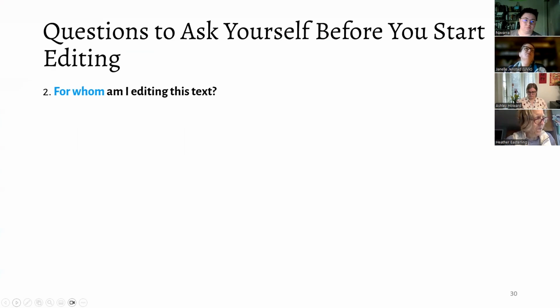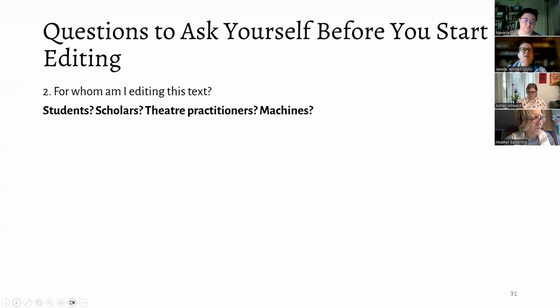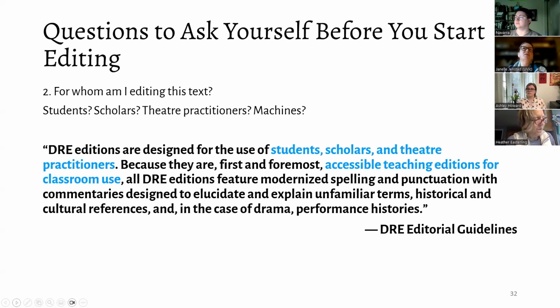The second important question is, for whom am I editing this text? Students, scholars, theater practitioners, machines. We could, in theory, take the text that we've prepared for LEMDO and output them as plain text files, and somebody could use them in computational analysis, but that's not actually the primary purpose of a LEMDO edition. DRE editions are designed for the use of students, scholars, and theater practitioners because they are first and foremost accessible teaching editions for classroom use. All DRE editions feature modernized spelling and punctuation with commentaries designed to elucidate and explain unfamiliar terms, historical and cultural references, and in the case of drama, performance histories. Right, so those are the groups that we're focusing on: students, scholars, and theater practitioners.